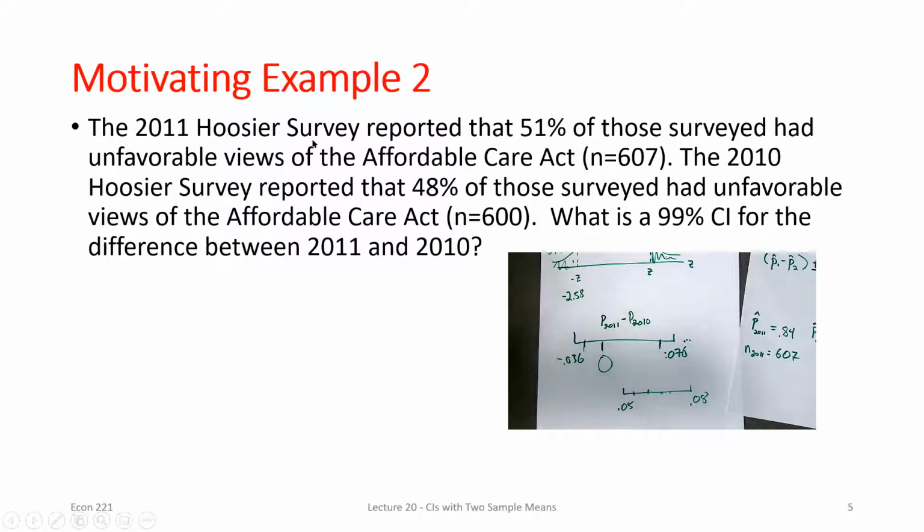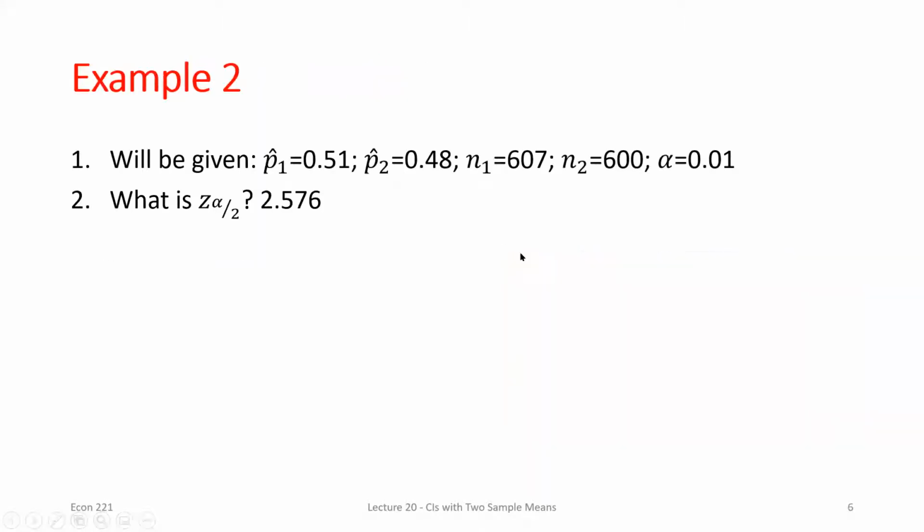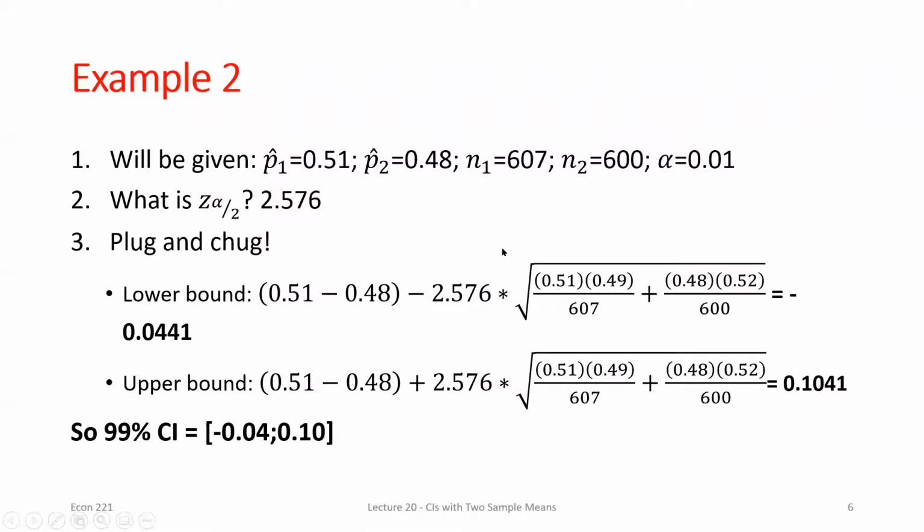I'm looking at a different question now, and it's whether or not people have unfavorable views of the Affordable Care Act. Right? So I've got two different sample proportions. That's the only thing that's going to change in this example. So it's really just a matter of getting our values plugged in here correctly. So we still see here, if I wanted to make a statement about have views of the Affordable Care Act changed, well, 0 is included in my confidence interval. So once again, I really can't say much, right?